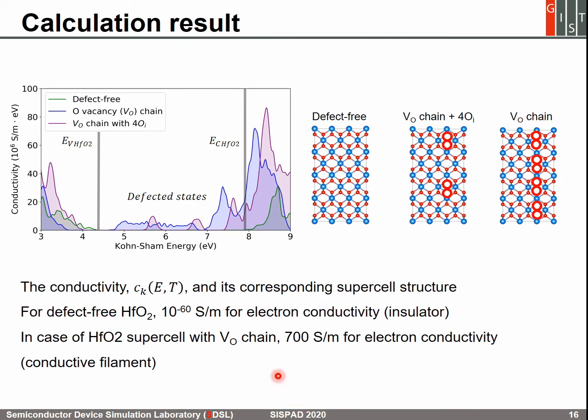The energy spectrum of the calculated conductivity is shown in the figure. For defect-free structure, no state is available in the forbidden zone. Therefore, the resistivity is extremely high. On the other hand, when vacancies are introduced, the defect sites in the forbidden zone are clearly observed. Those states contribute to the conductivity.